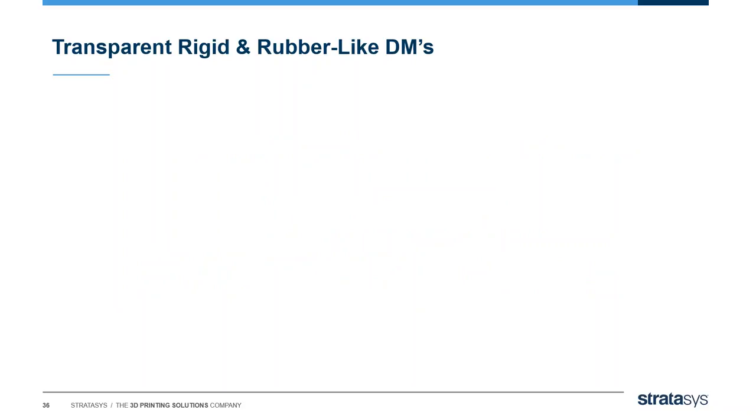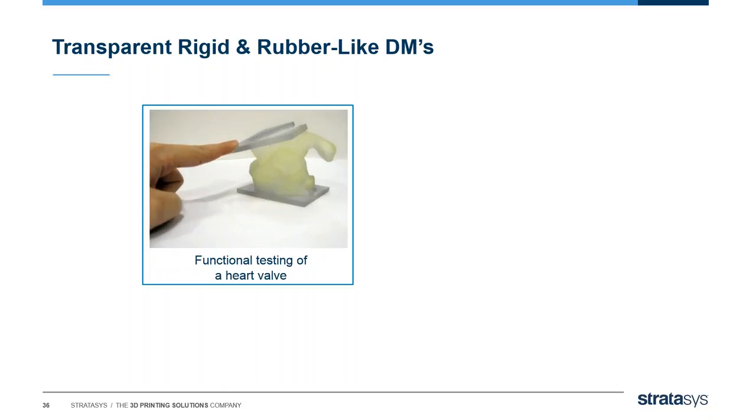In the same Shore values you already know. If you use VeroClear and Tango Plus, you can print this kind of DM parts. This is a human body part, a heart valve. On the top you have a massive layer of VeroClear, and in between the valve part is a mixture, a DM of VeroClear and Tango Plus material.